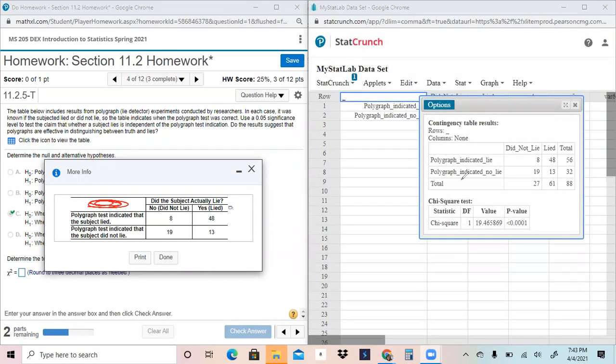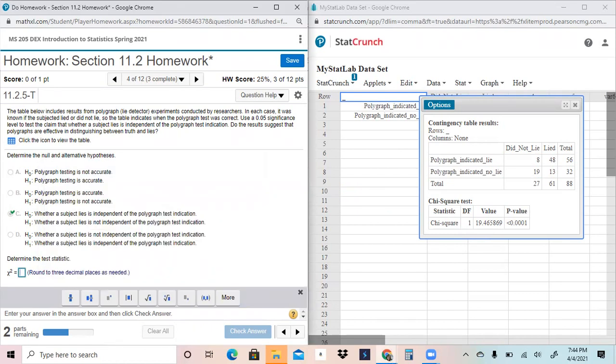If we have to use our degrees of freedom to find critical values, the degrees of freedom is the number of rows minus 1 times the number of columns minus 1. Just looking at the part where the data is, not the totals. So 2 rows minus 1 would be 1, and 2 columns minus 1 would be 1. So 1 times 1 gives us 1 degree of freedom. So that's where that came from.